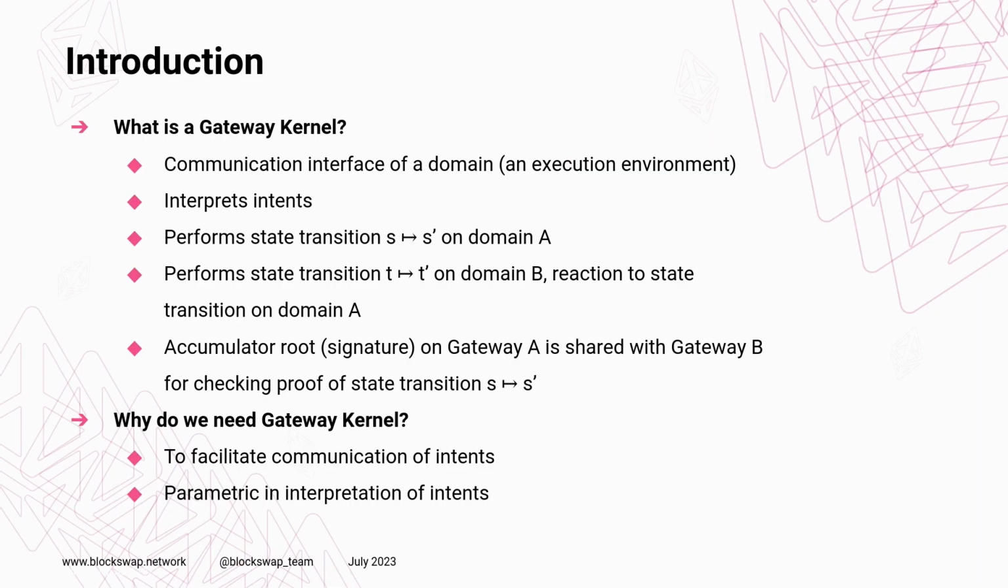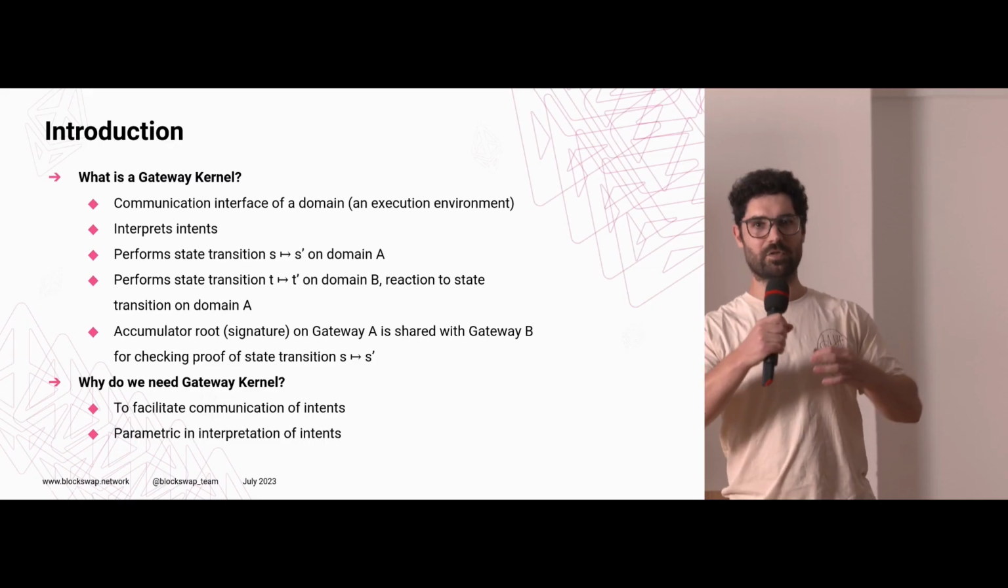Right. So first, what is a Gateway Kernel? It's essentially a communication interface of a domain, which is an execution environment, so you can think of it as a piece of state and some operations on the state. What it does is that the kernel is interpreting intents, and what I mean by an intent in this context is that it's a partial transaction. We can think of it as a state transition in a state machine. And at some point, we're going to reach the end of the state machine, and we have fulfilled a complete transaction.